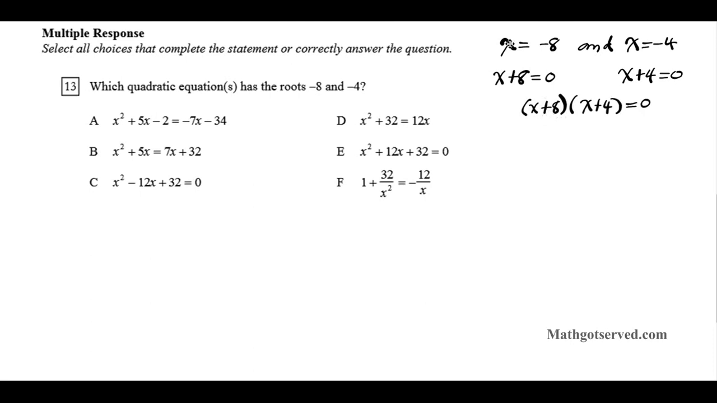So it looks as though we're doing the reverse process of solving a quadratic equation. What we'll do here is distribute. We have x squared plus 4x plus 8x, first, outer, inner, and then last, plus 32 equals 0. Then we'll combine the middle terms. We'll have x squared plus 12x plus 32 equals 0.